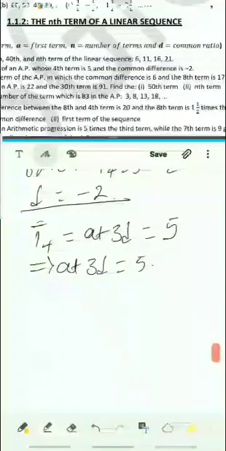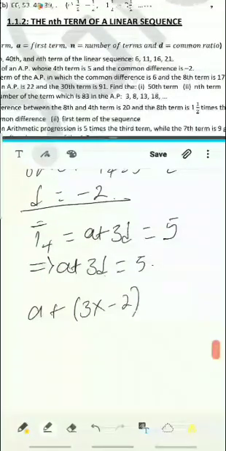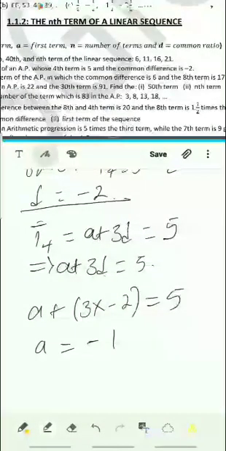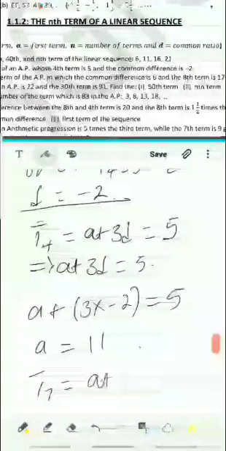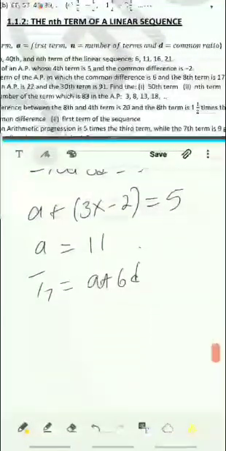Recall also that d is equal to -2. So substitute -2 here. We have A plus 3 times -2 equal to 5. So now we're solving for a. This times this is -6. So A will give me 11. So what is my T7 now? T7 will be equal to A plus 6D.